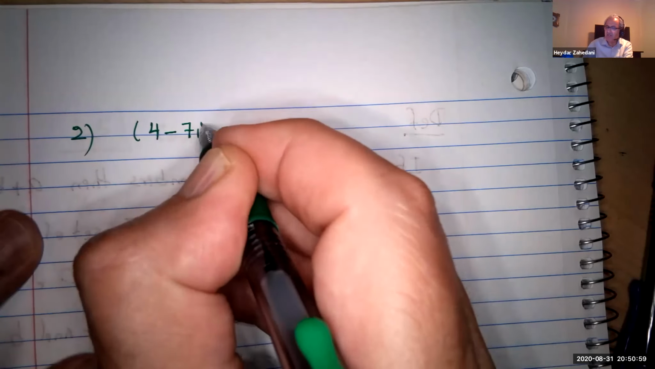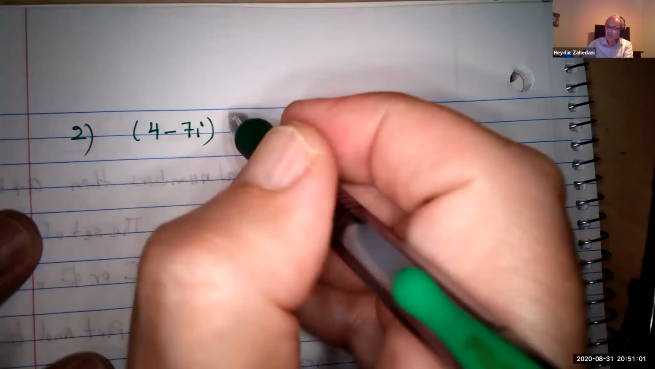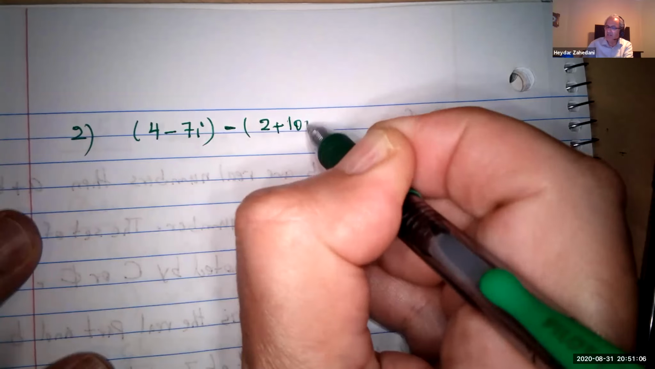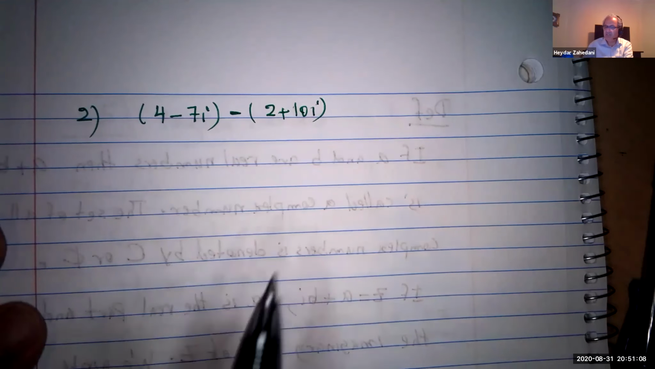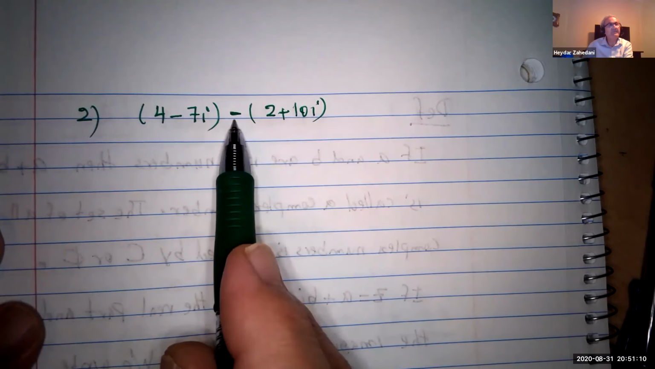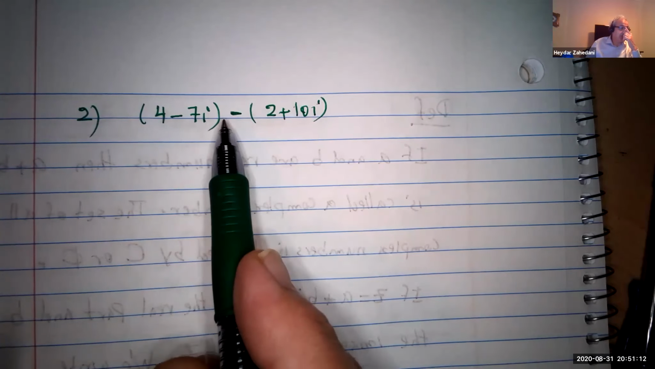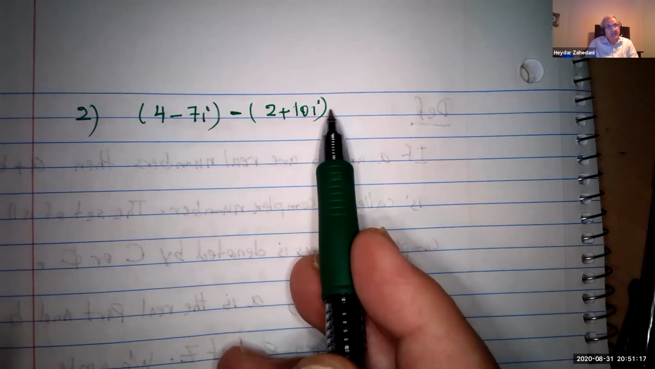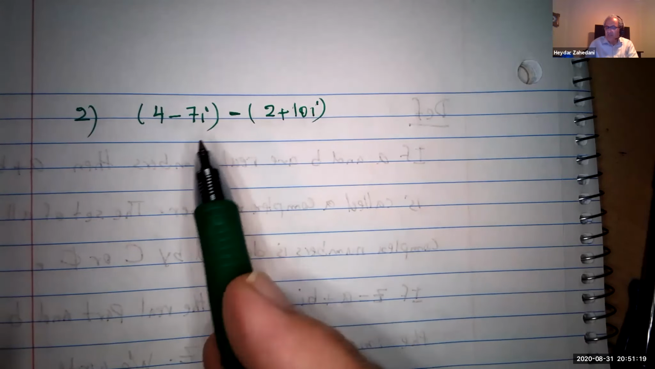Okay, subtraction. This is number two. Number two, you want to subtract 4 minus 7i minus 2 plus 10i. You see, it's a subtraction. So you remove the parentheses. You know that for the second one, you have to apply the negative sign inside to combine the items, okay?